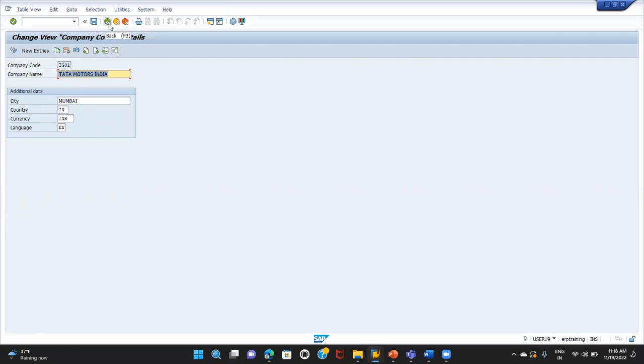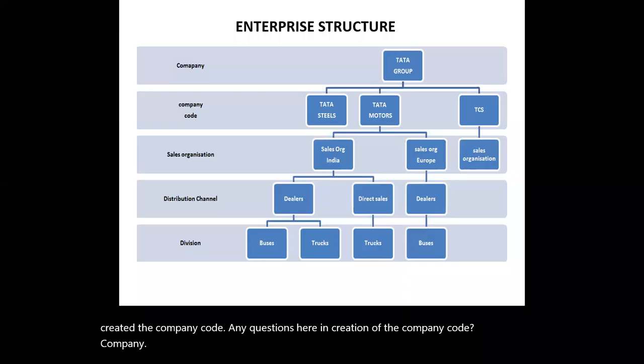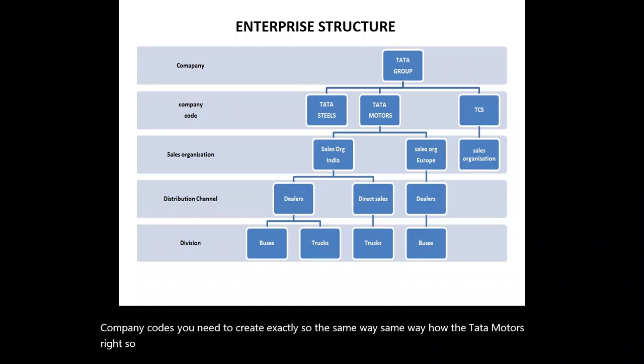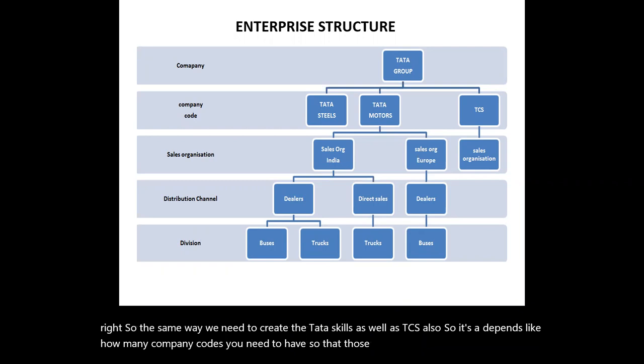Any questions here in creation of the company code? Sudhakar Garu, mm-hmm. In the company structure we have given three companies, Tata Steel, Tata Motors and TCS. Exactly. So three different companies we need to create, right? The same way how we created Tata Motors, we need to create Tata Steel as well as TCS also. It depends on how many company codes you need to have, so that many company codes we can create.